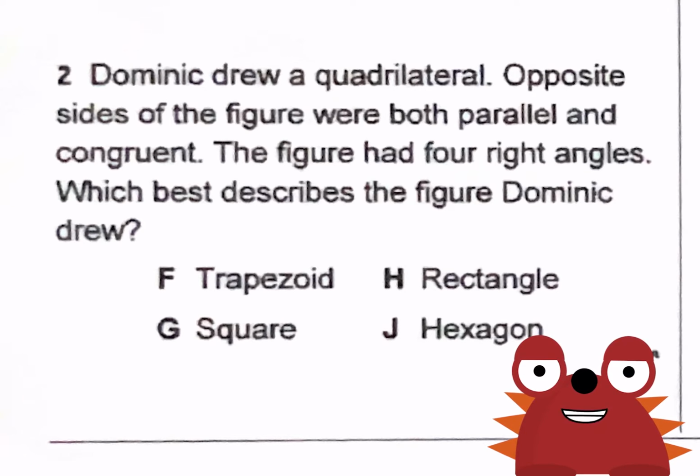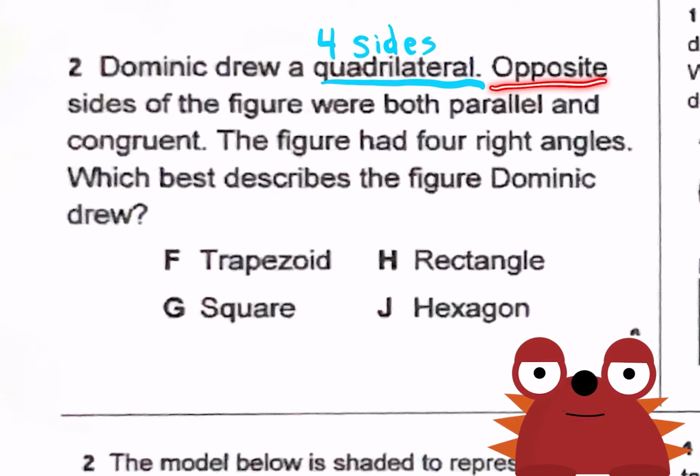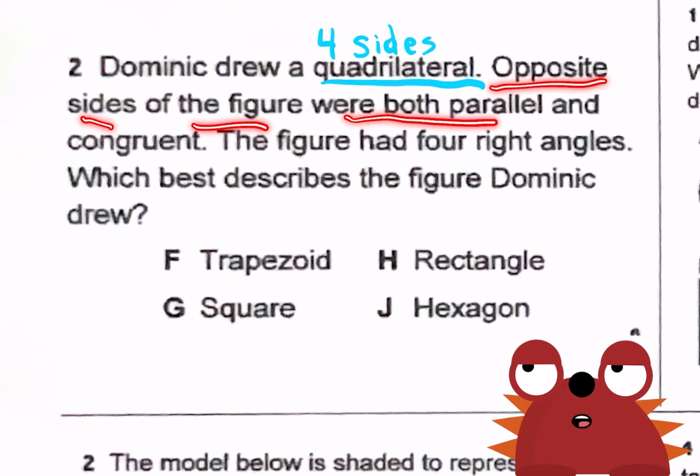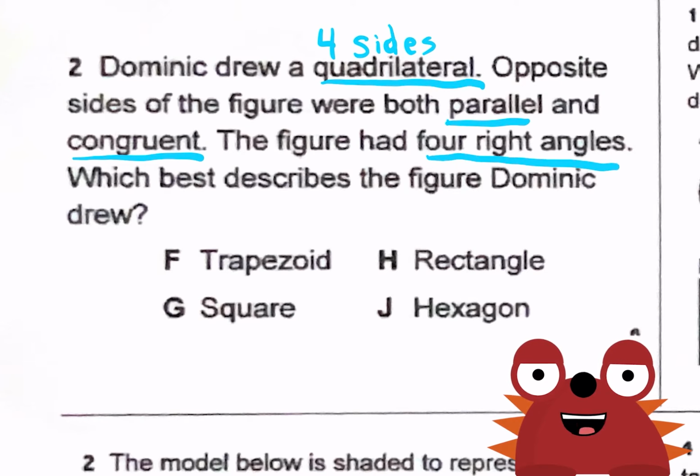So the first thing that I notice is that it says quadrilateral. I know that a quadrilateral is a shape that has 4 sides. So we're going to go over here and put 4 sides. Then it says the opposite sides of the figure were both parallel and congruent. So we know that everything is parallel and congruent. We also know that it has 4 right angles. So let's go ahead and look at the options.